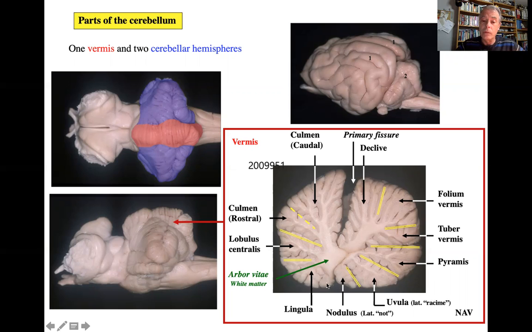We are going to go from rostral to caudal following this curve. First, we begin with the lingula. Then comes the lobus centralis, and then the culmen with two portions. Then there is the primary fissure. The primary fissure is a landmark to divide the cerebellum in lobes, as we will explain later. Then we have the declive, the folium, the tuber of the vermis, the pyramis, the uvula, and the nodulus.